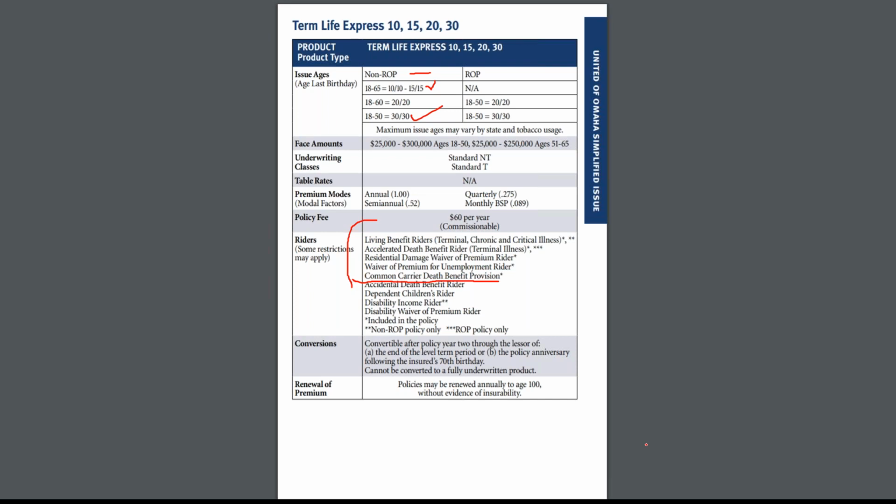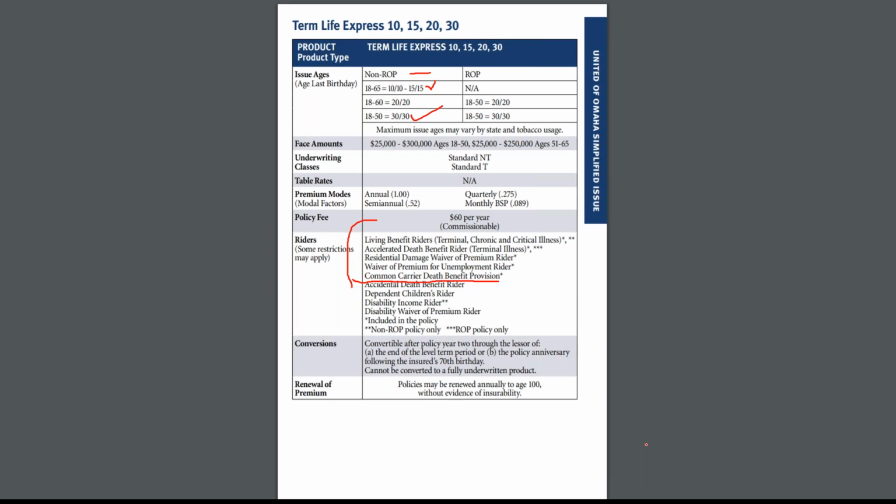Perfect. Okay. So the first thing I want to say is most of the time we're working with people 50 and older. And if you have a client that wants a higher face amount, this is definitely a good product to do it. You can go up, from ages 51 to 65, to $250,000 without a medical exam. So that's amazing.